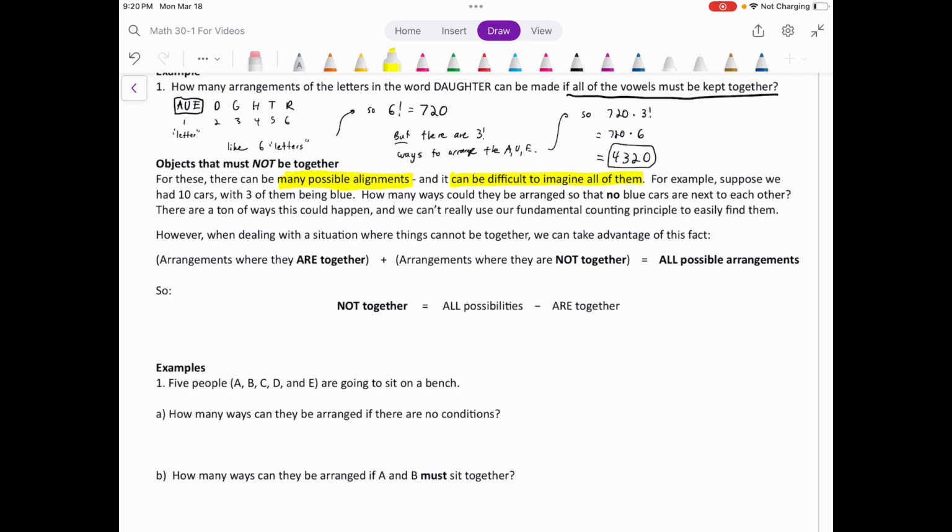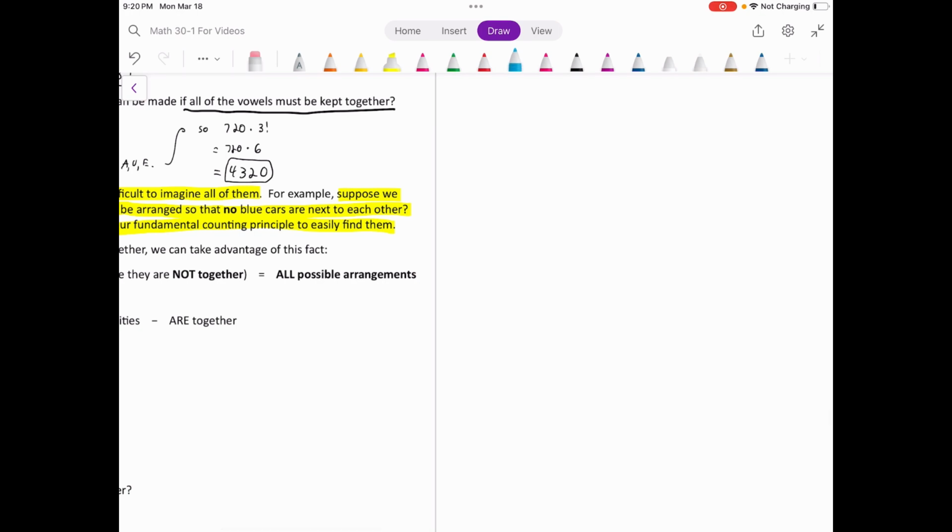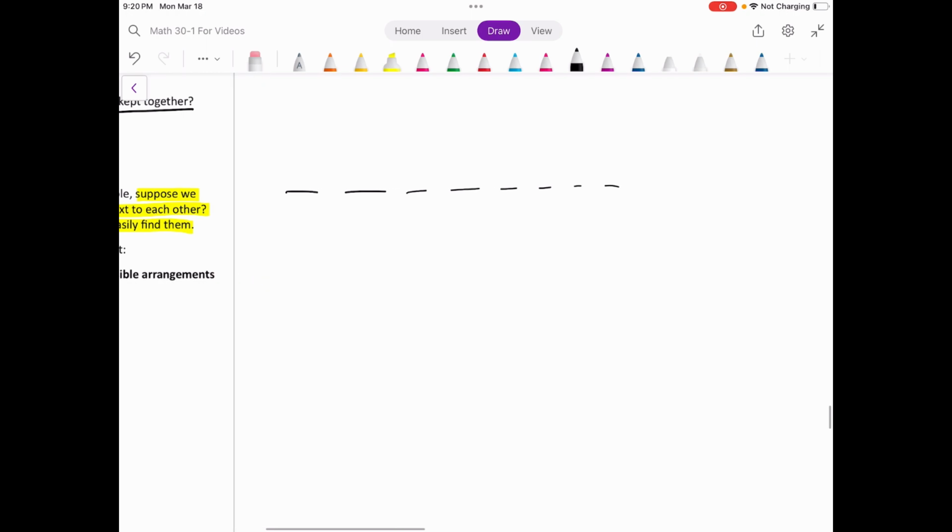So just to get you thinking about how tough this could be if we didn't come up with a better way, suppose we have 10 cars with 3 of them being blue. How many ways could they be arranged so that no blue cars are next to each other, right? There's a ton of ways this could happen, and we can't really use our fundamental counting principle to easily find them, because it's not saying they must be together, it's saying they can't be together. So that's tough. We've got 10 spots, 1, 2, 3, 4, 5, 6, 7, 8, 9, 10, and they just must not be together.